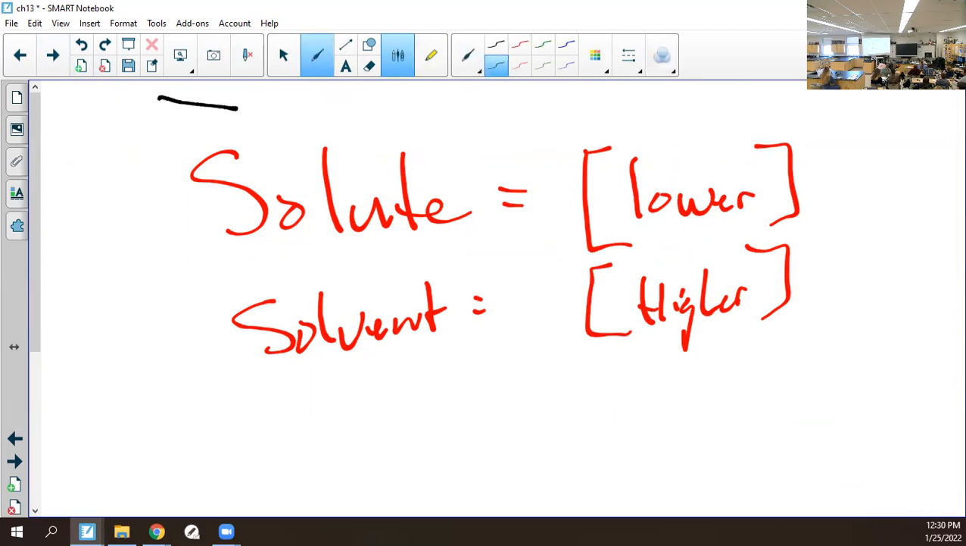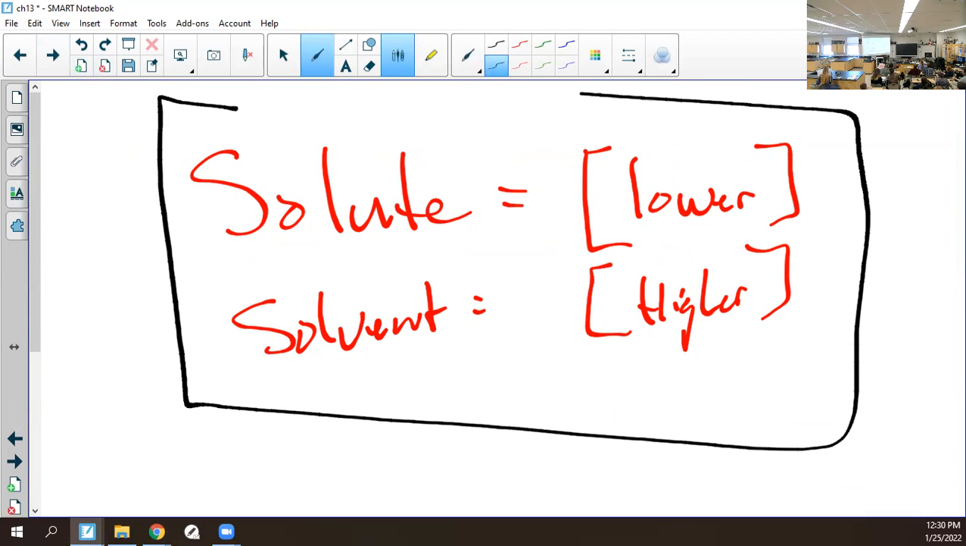Here's a definition. The solute is the thing that has the lower concentration. The solvent is the thing that has the higher concentration. That's 100% of the time. So we usually think that the solute is the solid and the solvent is the liquid. That usually works for like 99% of things.